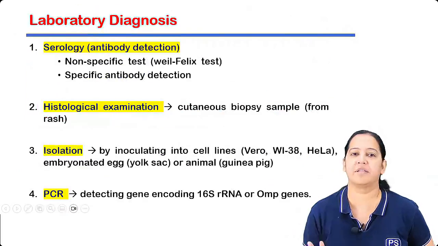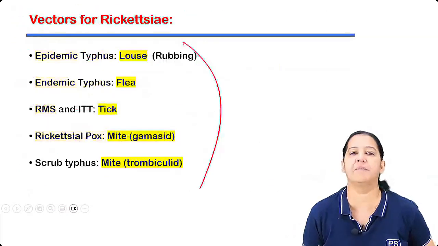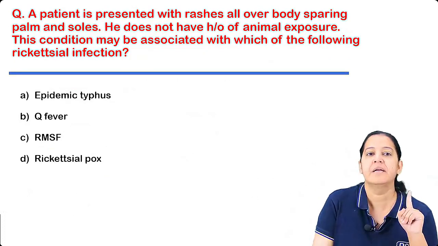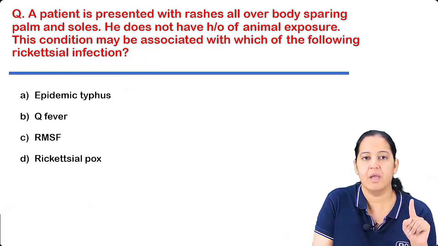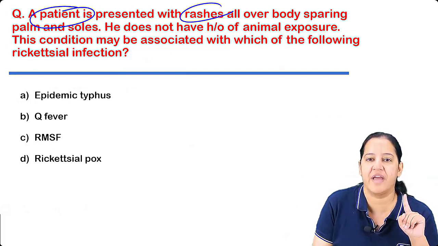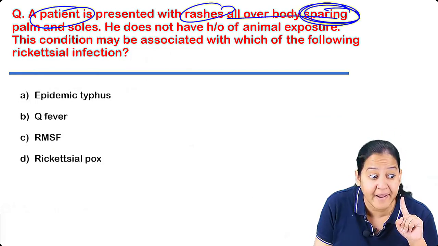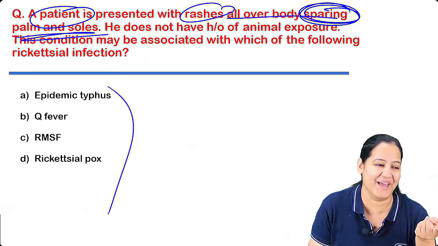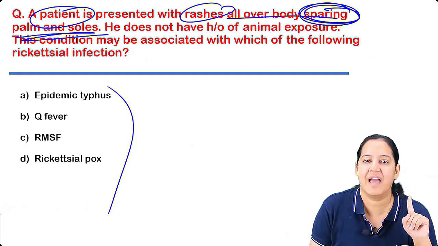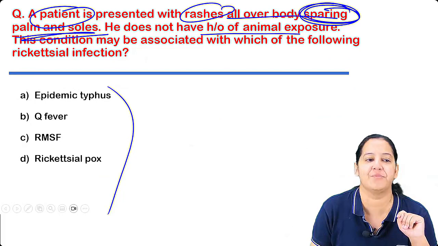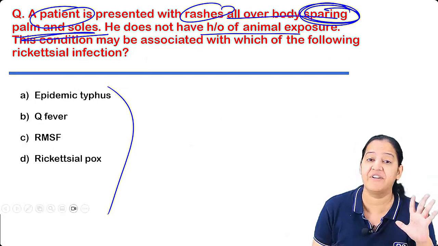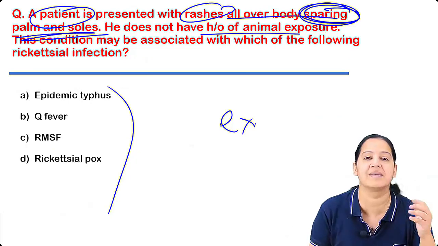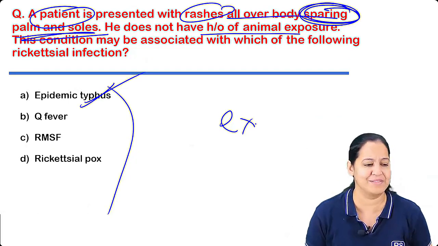Okay, now we will solve the question. Have a look at the question. You all will be able to solve that. Read the question, tell me the answer. Fatafat. There is a patient presented with rash all over the body, sparing palm and sole. Bas na, ho gaya question. The patient has no history of animal exposure. What can be the condition? Rashes everywhere except palm and sole. So of course, the answer is epidemic typhus. So you get many simple questions like that.